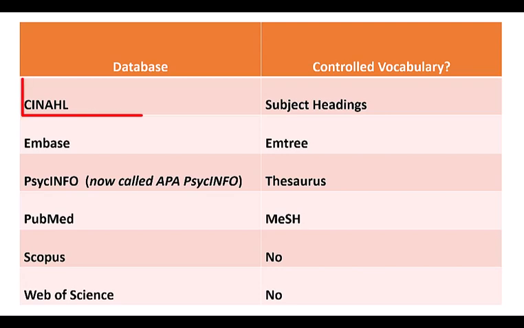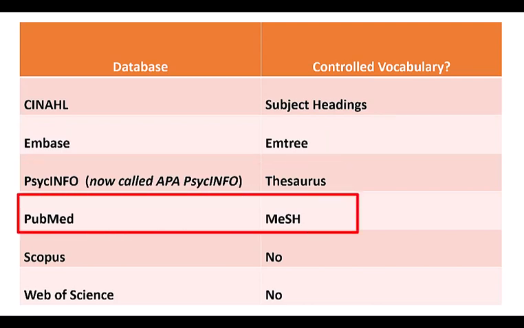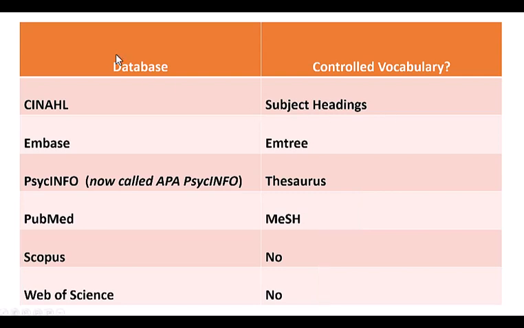CINAHL gives us subject headings, Embase gives us Emtree, PsycInfo gives us a thesaurus, and PubMed has devised medical subject headings, or MeSH, whereas Scopus and Web of Science do not provide the user with a controlled vocabulary.